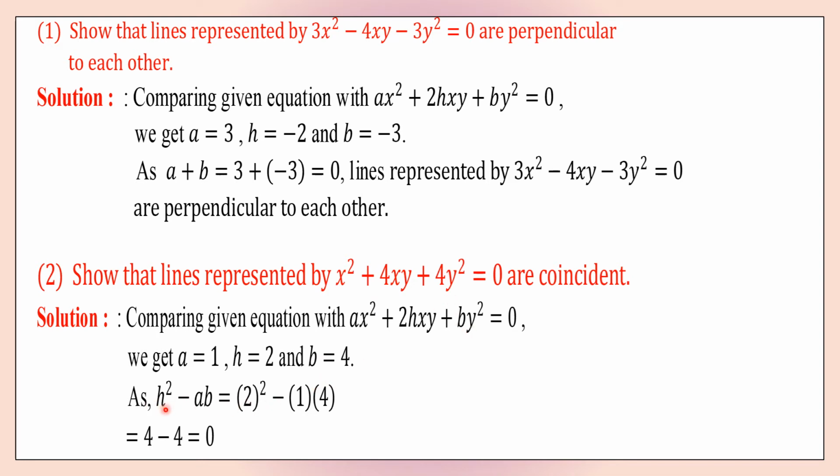The condition is h square equals ab, written as h square minus ab equals 0. Put h equal to 2, then 2 square minus a is 1 and b is 4. Putting these values, 2 square minus 1 into 4. 2 square is 4 minus 1 into 4 is 4, equals 0. To satisfy the condition h square minus ab equal to 0, therefore these two lines are coincident.